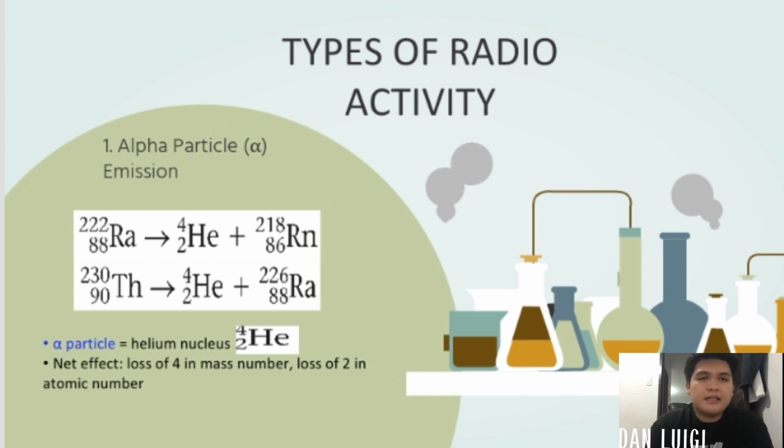So, as you can see in our illustration, the 222 subtracted by 4 equals 218. Now, the radium, which is 88, its atomic number is 88, and subtracted by 2, it will become 86.